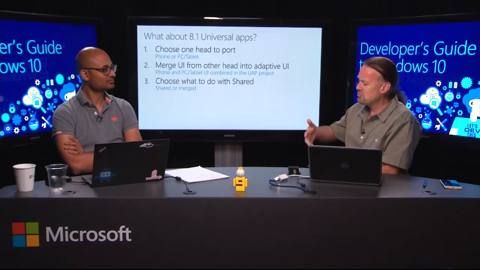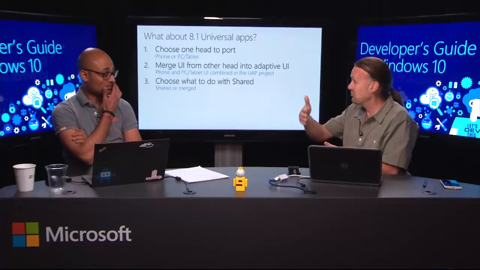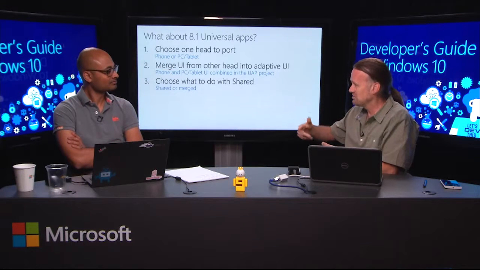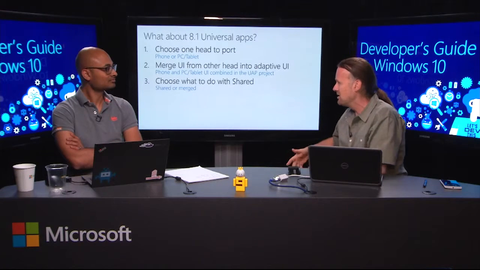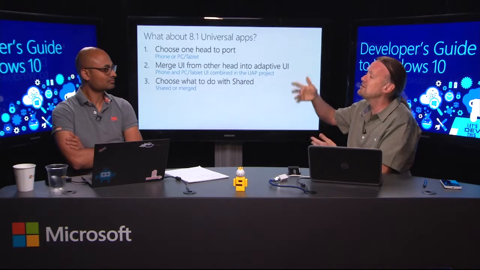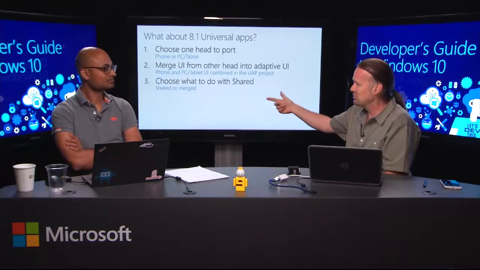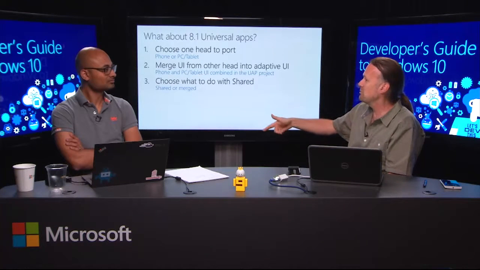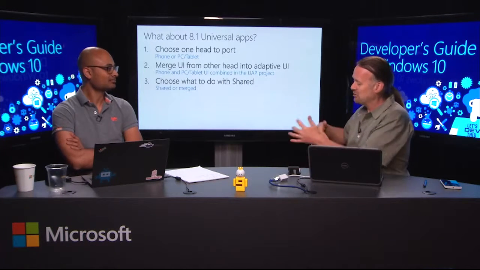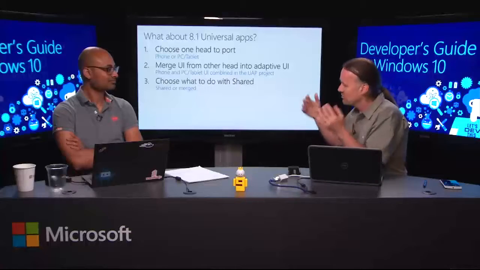Just in the shared project, you used to have those #if WINDOWS_PHONE_APP do this, #else do the Windows app thing. You effectively have to turn that into a 3-headed beast and say #if WINDOWS_PHONE_APP do that, #if WINDOWS_APP do this, #if WINDOWS_UWP_APP do the other. And obviously the other is your universal app code.